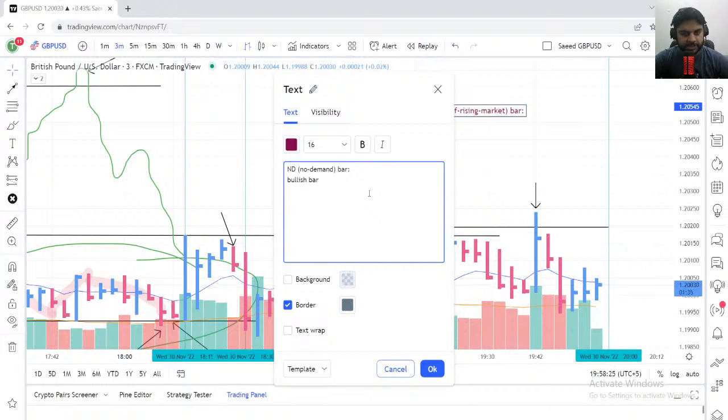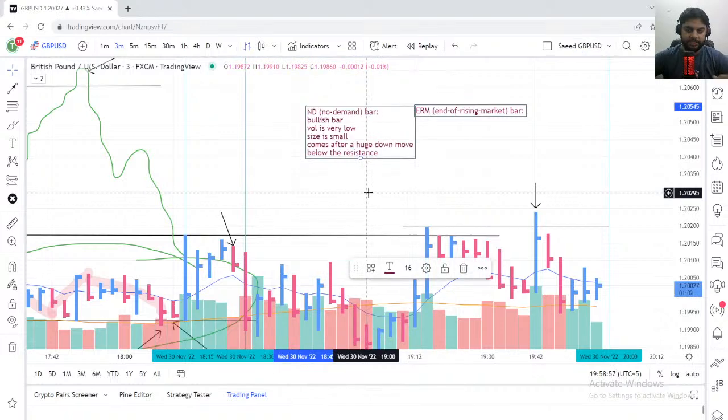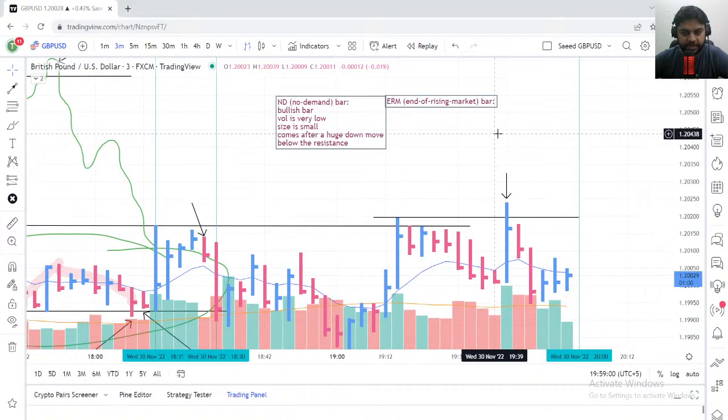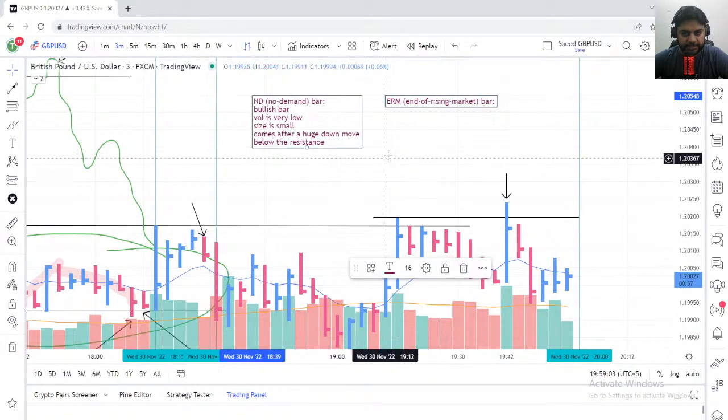So we are going to trade the news very shortly, but first let me give you a little bit about this no demand bar. The volume of this bar is very low. Size is small, and the volume is very low. And what else? It comes after a huge down move and below the resistance. So these are the properties of a no demand bar. A no demand bar is like this.